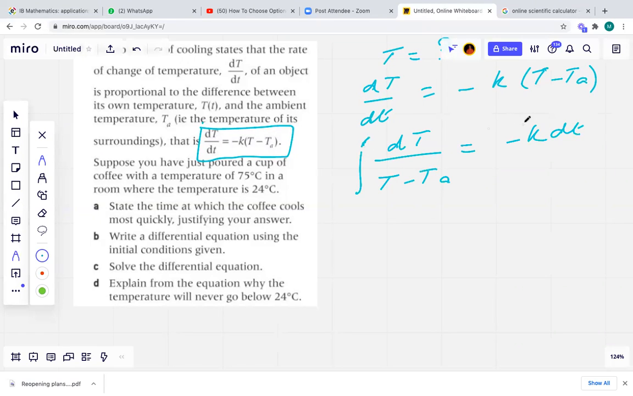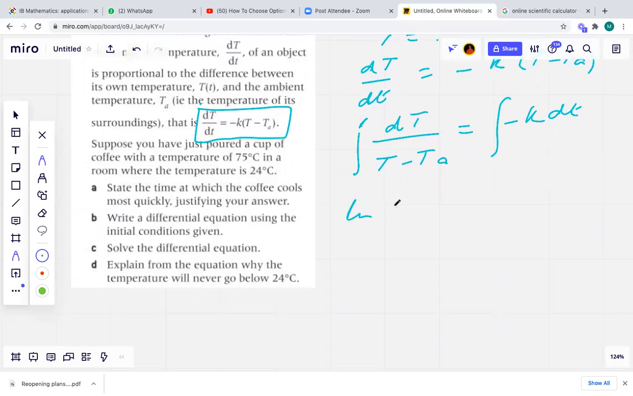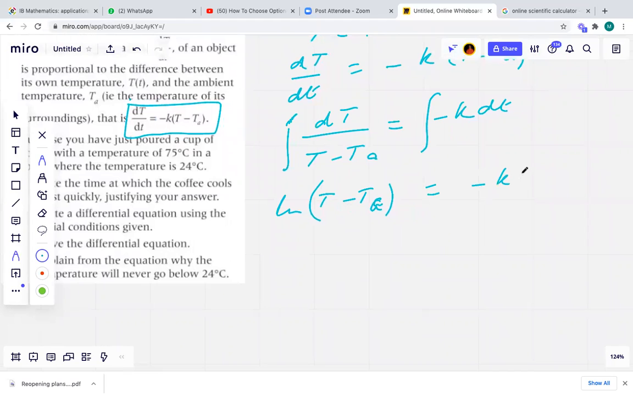The integral gives ln of (T minus Ta) equals minus kt plus C, correct? Because Ta is constant. So T minus Ta is equal to e to the power minus kt plus C.